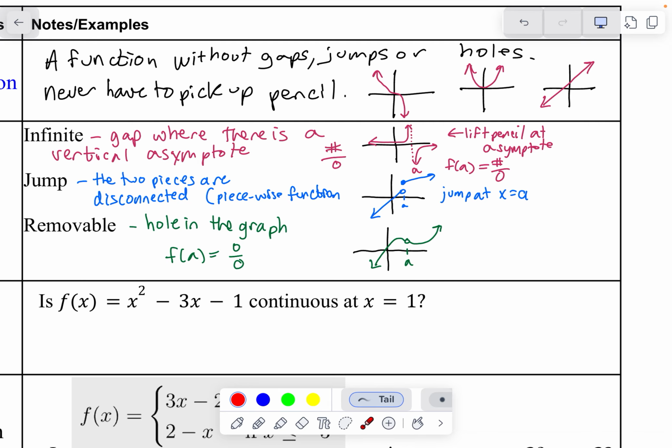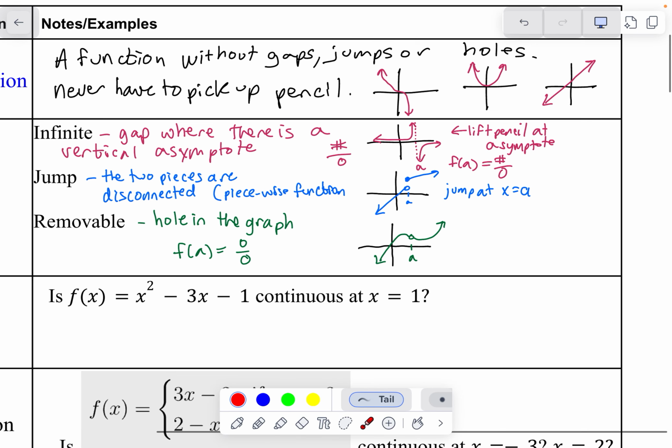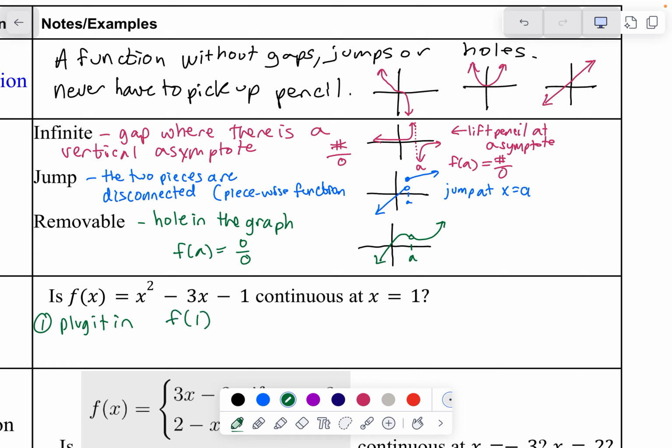Okay, so let's take a look at f of x equals x squared minus 3x minus 1. The example is asking, is there a discontinuity at 1? Is it continuous at 1? Well, the first step to check is plug it in. Okay, so if I stick 1 into our graph, I get 1 minus 3 minus 1, or I get negative 3. So that seems to indicate that there's a point there at 1, negative 3.